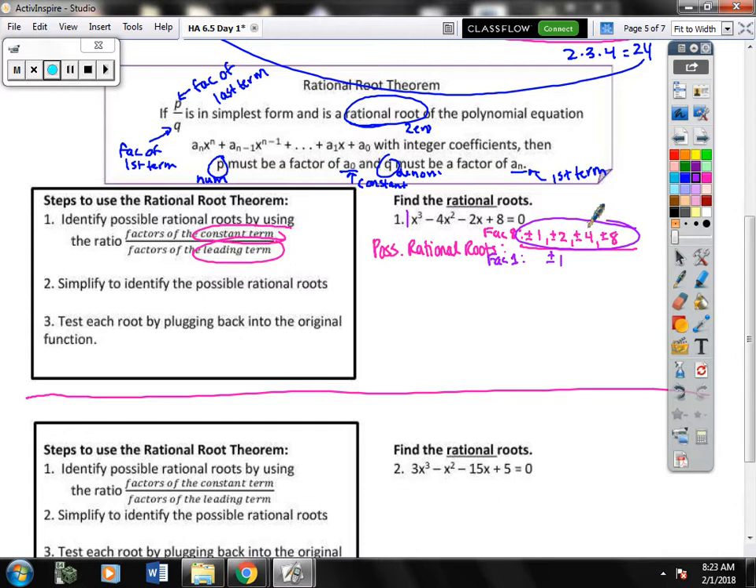Now, to figure out which ones actually work, technically you're supposed to plug them all in, okay? Which would take us a lot of time to plug in values, positive and negative, and check them all out. I'm going to show one of them. So let's do positive 1. And you're checking, does that equal 0?